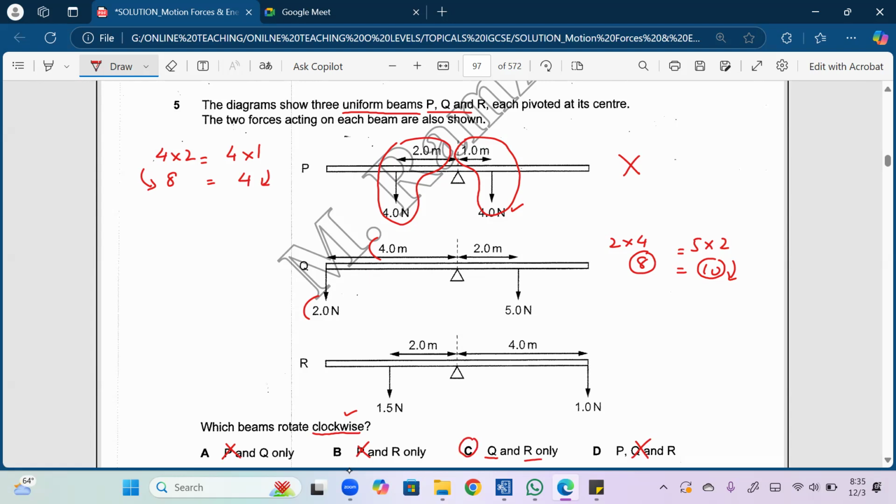So let's talk about R now. It is going to produce a clockwise moment. So what it would be, it is 4 times 1. It is going to produce 4 Newton meter. And this is what? 1.5 times 2. It is going to produce 3. So the clockwise moments are 1 Newton meter more as compared to the anti-clockwise moment, which was actually 3. So this is confirmed, this answer was taken as the right answer. Okay.